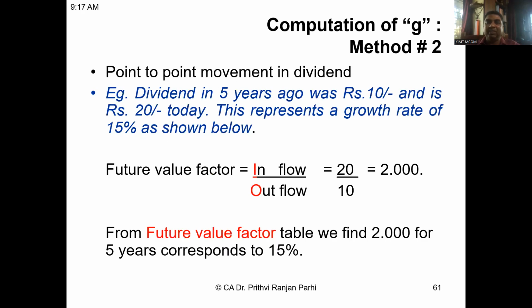Now, second method you see, computation of growth rate by applying the second method. Here it talks about the point-to-point movement in dividend. You'll be understanding it if you read this example and try to appreciate the situation. The example says dividend 5 years ago was 10 and today it is 20.